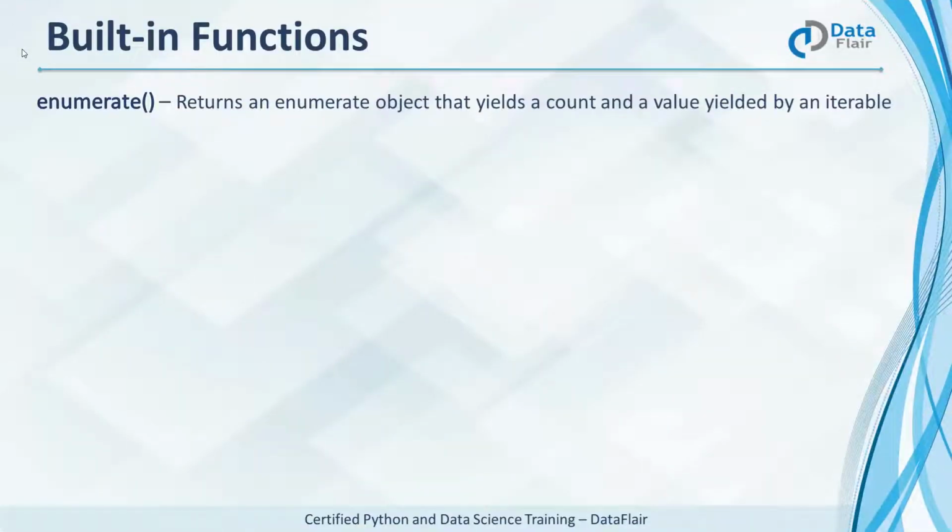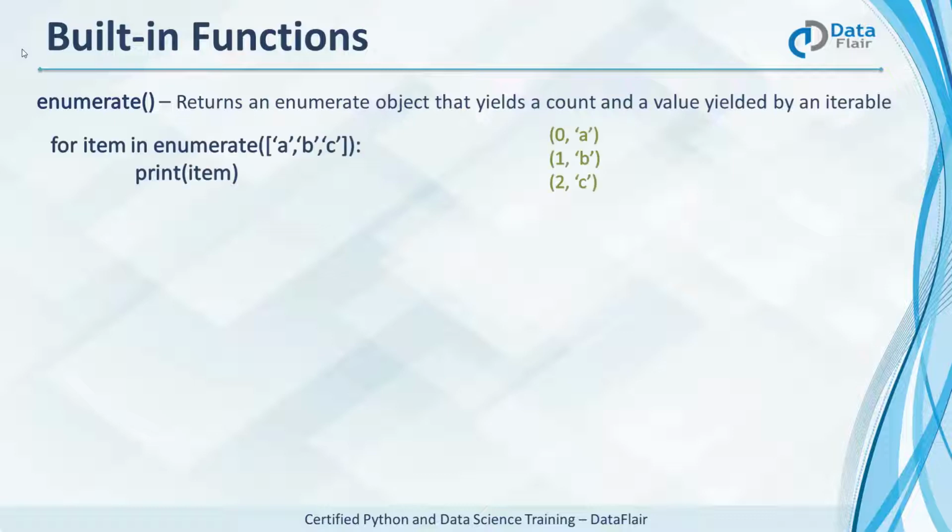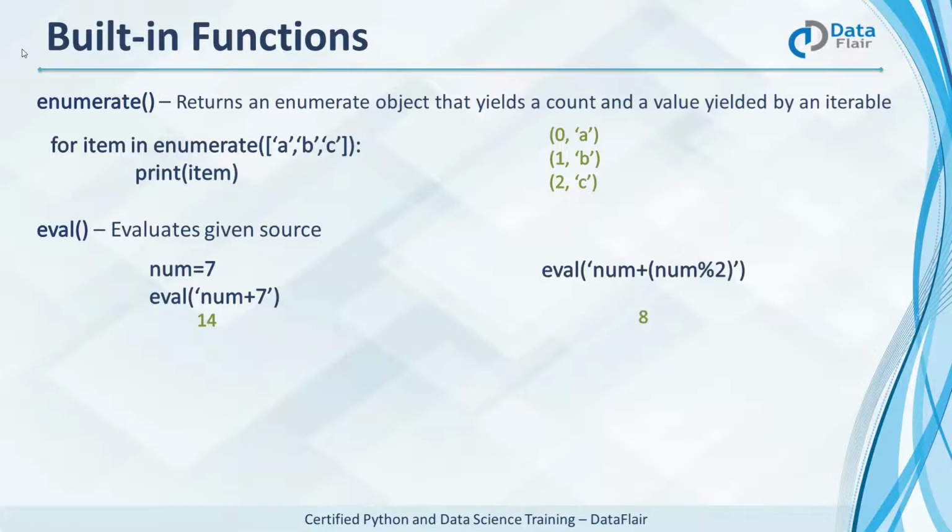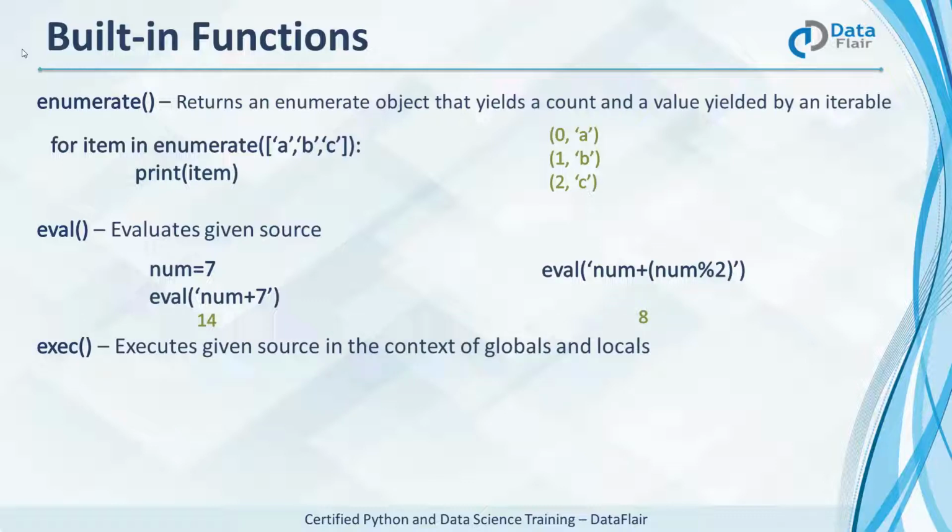Enumerate returns an enumerate object. This yields a count and a value yielded by an iterable. At count 0, A, at count 1, B, and at count 2, C. Eval evaluates a given source, which may be a string. Num is 7. What's num plus 7? 14. What's 7 plus 7 mod 2? 8. Exec executes the given source in the context of globals and locals.